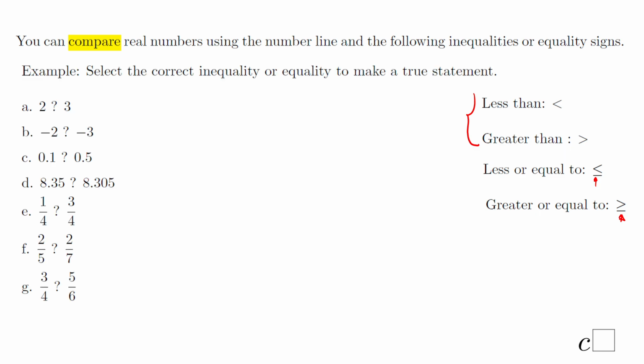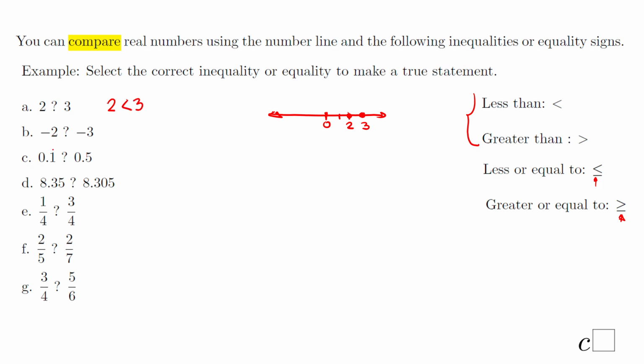Let's now take a look at this example, and we need to compare 2 and 3. I said we can use a number line. What do I mean by that? If you draw a number line, and I'm going to put 0 here, the number 2 is going to be right here, and the number 3 will be the next one. Since 2 is closer to 0 than 3, we're going to say 2 is less than 3.